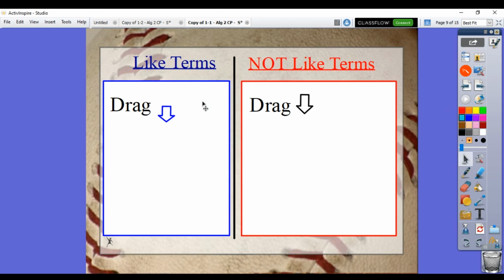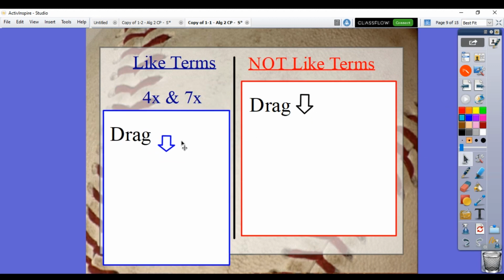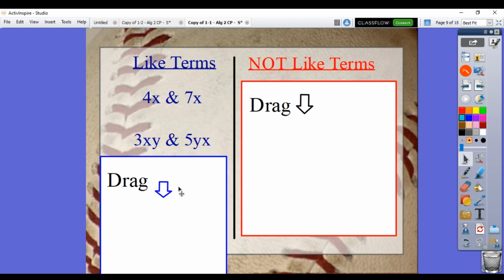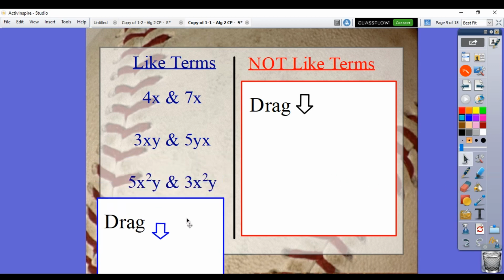Here are some examples. What are like terms? So 4x and 7x are like terms. 3xy and 5yx, and these are the ones I was explaining a while ago. The order doesn't matter because multiplication is commutative. I know this is yx and this is xy, but they are still like terms. You can swap the order of the x and y, and they're still the same. Again, take note, there's no operation like a plus or minus between the x and y. The operation there is only multiplication, so that's why it's okay.